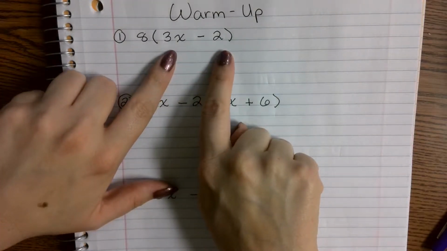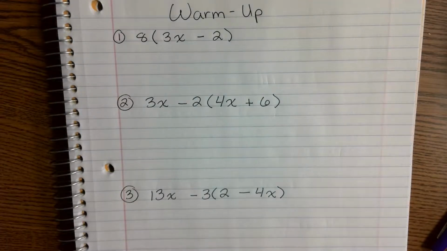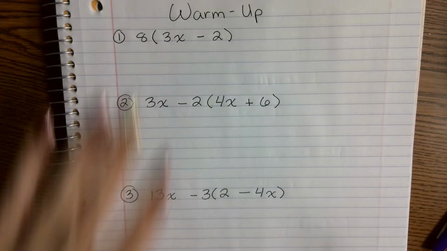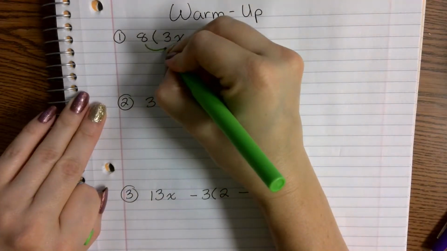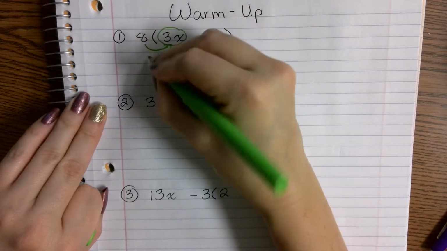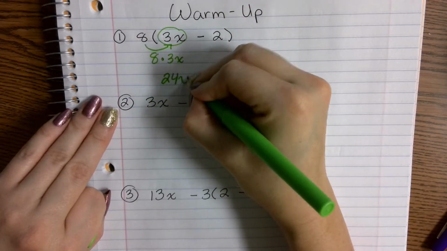4x minus the 2. That's what you would have gotten if you distribute it. So when you distribute, remember that means you're multiplying from the outside to the inside. So we're taking the 8 and we're multiplying it by 3x. So 8 times 3x is going to give you 24x.